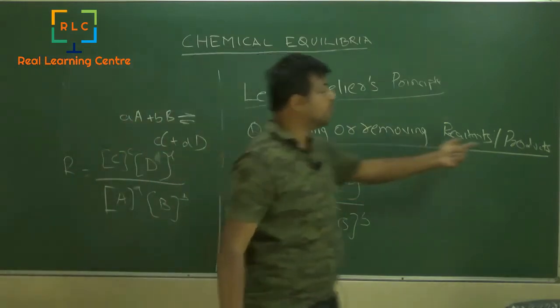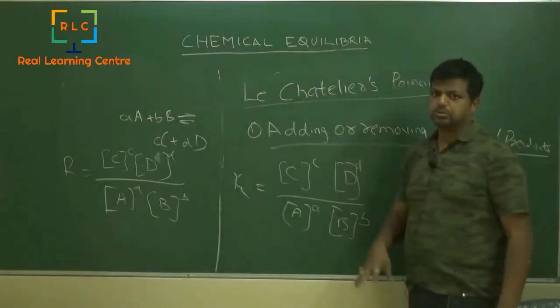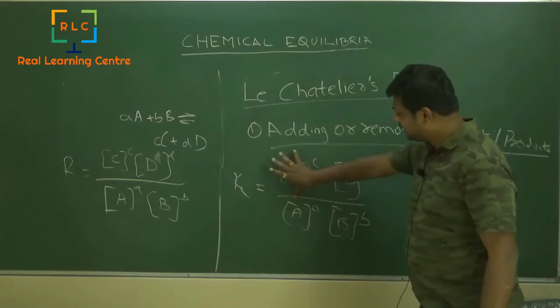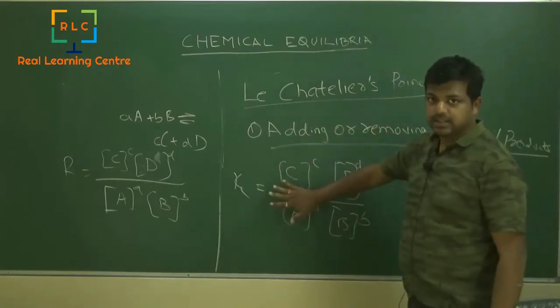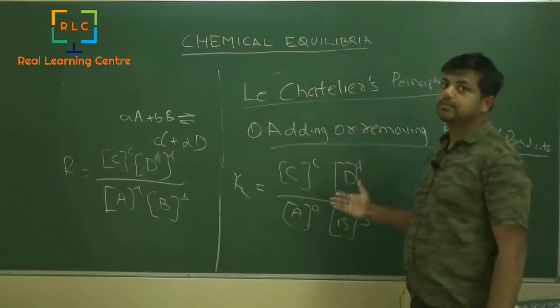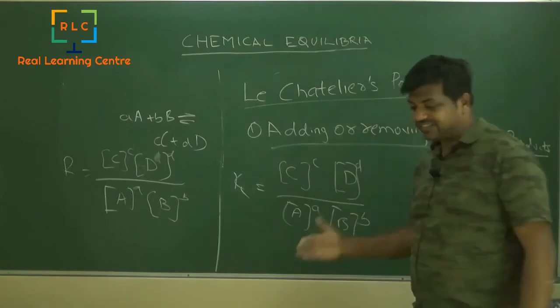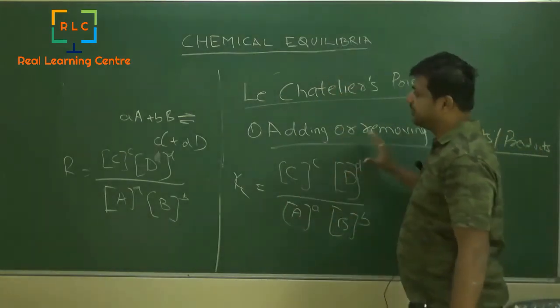Similarly, if you add more products, right? So I keep adding PCl3 and Cl2 into the reaction. That means this will keep increasing, so overall this will keep increasing. That means it is more than the equilibrium constant. It has become more than the equilibrium constant. The reaction will tend to shift to the backward reaction. That means the backward reaction would be preferred.